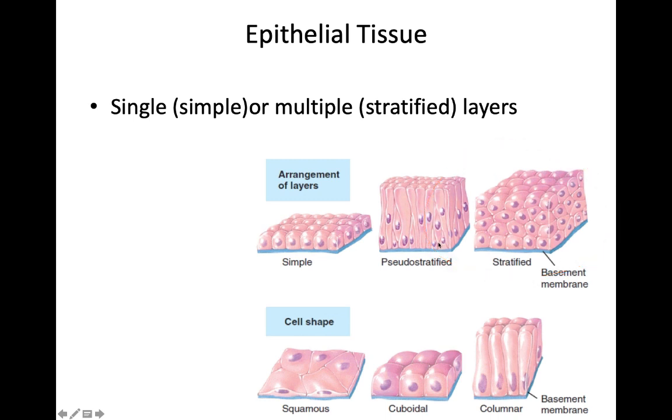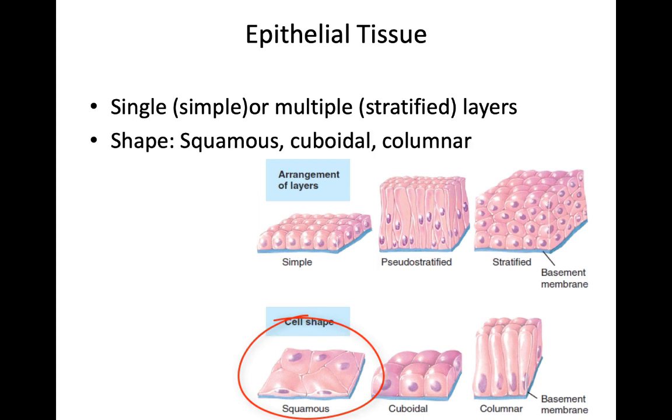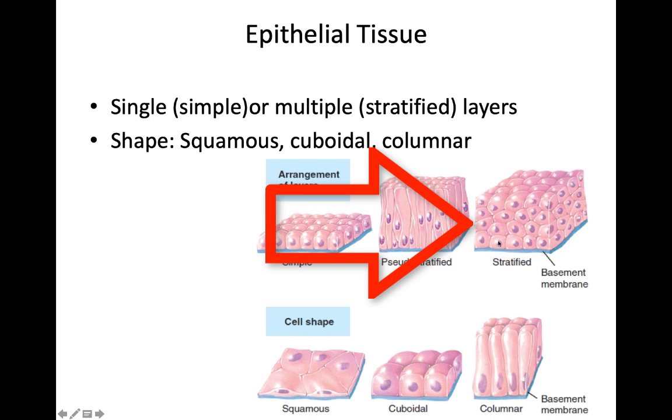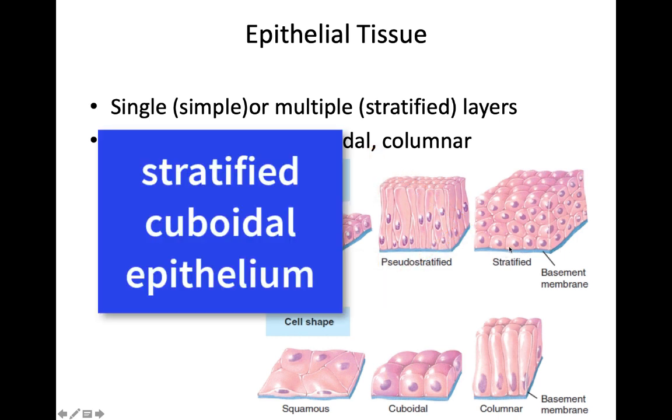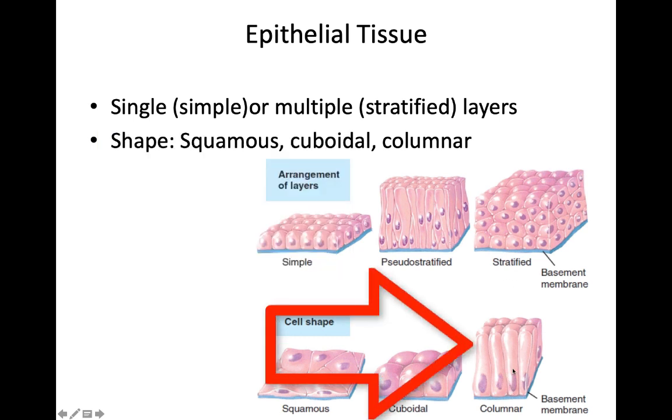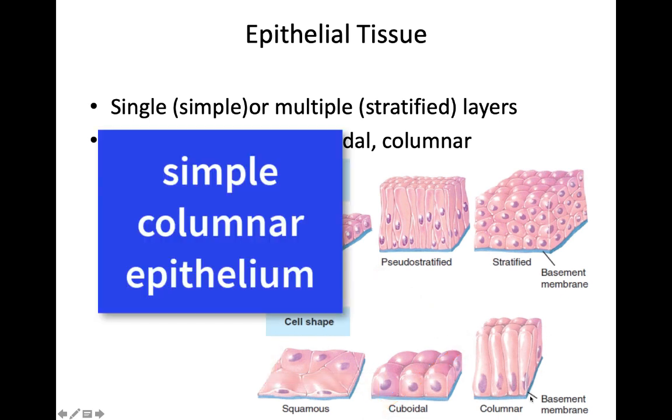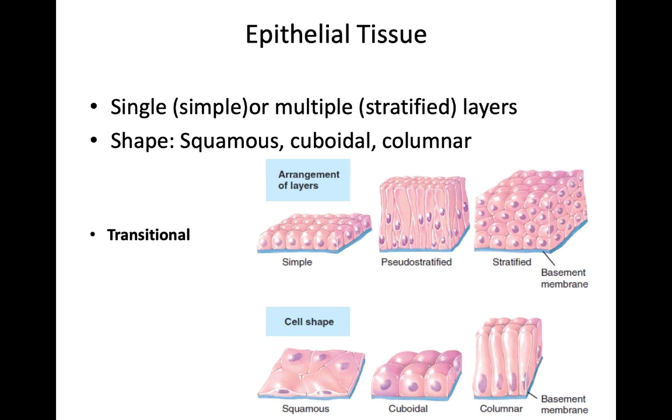We also name epithelial tissue based on the shape of the cells. Cells can either be squamous, which are thin and flat, cuboidal, which are as wide as they are tall, or columnar, which are tall and thin. So in the case of this particular tissue, we have cuboidal cells in multiple layers, so we would call this tissue stratified cuboidal. The tissue underneath it is tall and thin, and there's only one layer, so this would be simple columnar epithelium.